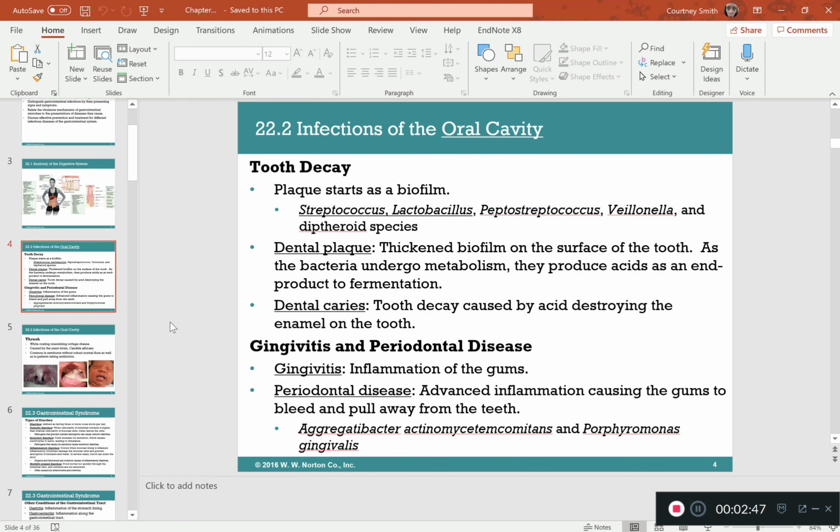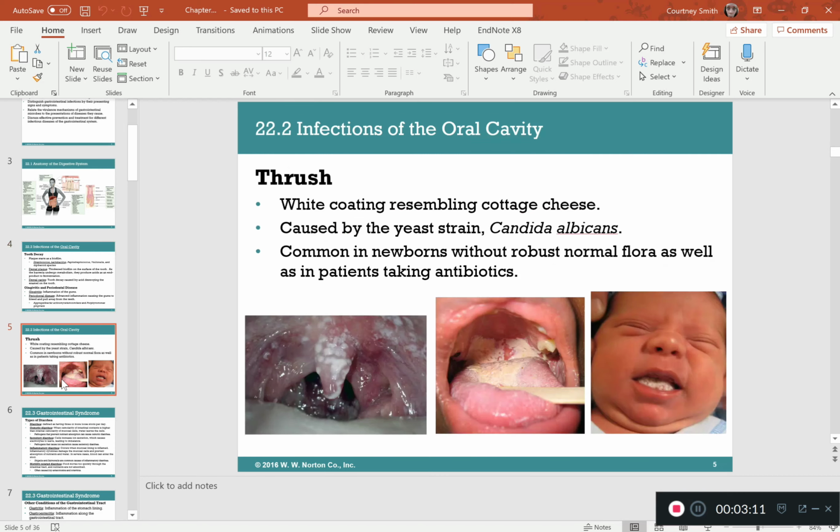With the differences between gingivitis and periodontal disease, gingivitis just means inflammation of the gums, whereas periodontal specifically has to do with bleeding of the gums as compared to just inflammation. And a lot of times periodontal disease can actually lead to heart disease as well. That's the big thing.